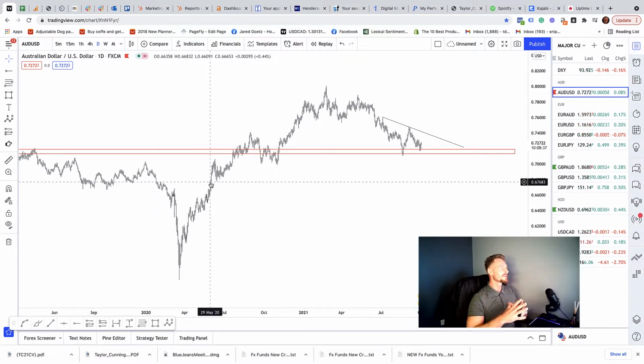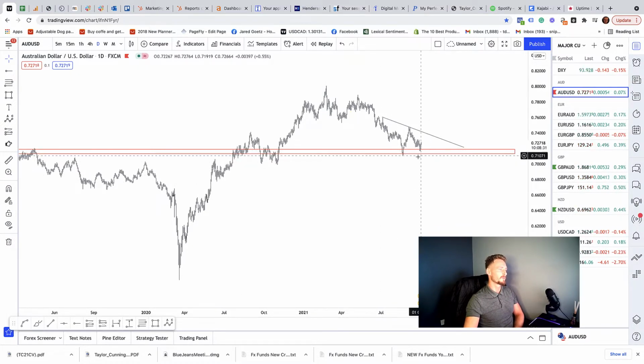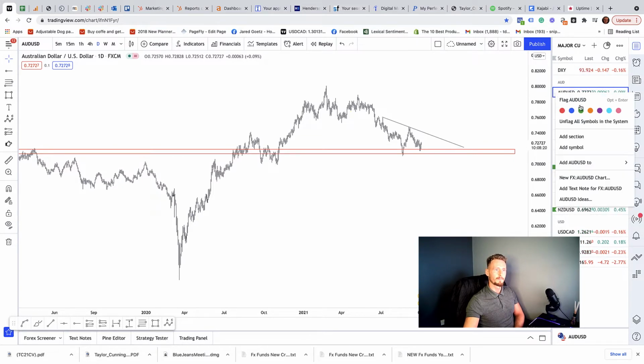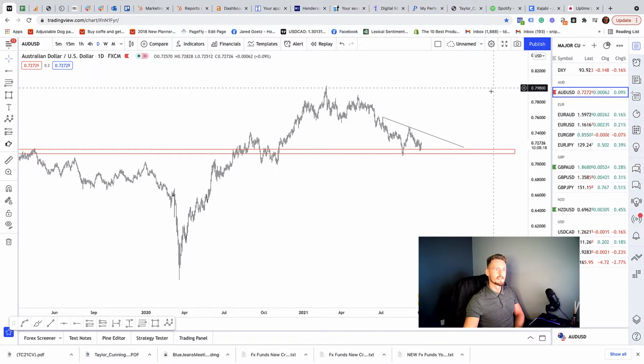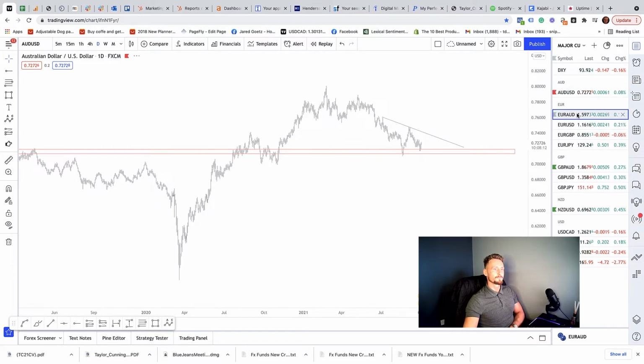Structurally, Aussie US dollar for me looks like we could still be bullish and we could find some buyers from this area, but the dollar index is of course giving us conflicting information and it's telling us that we could be headed lower. So I'm going to keep this on the watch list for now, and then we're going to move on to Euro Aussie.